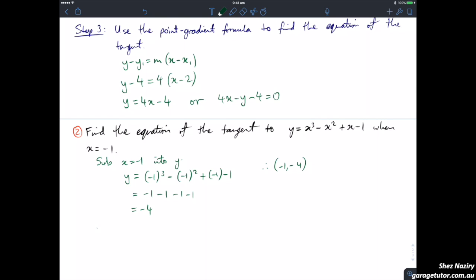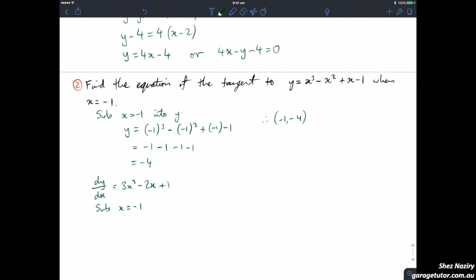So now we do dy/dx is equal to 3x squared minus 2x plus 1. Those of you, just picture me differentiating this. Just do it in your heads real quick and make sure it makes sense why I got this answer here. Okay? Now, what do I need to do to find the actual gradient of the tangent? So sub x equals negative 1 into here as well. This will give me the gradient of the tangent.